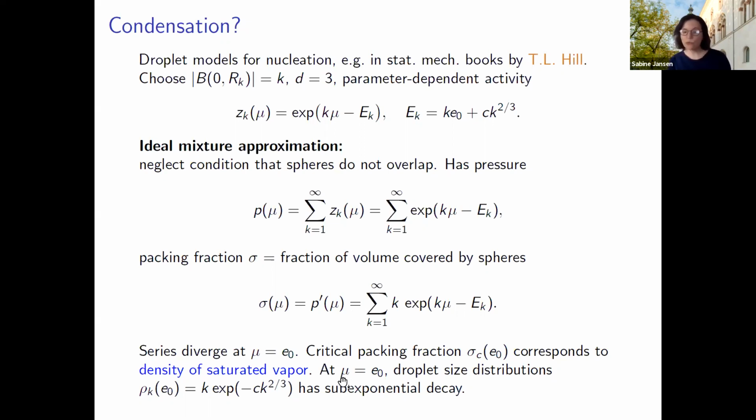And one thing I want you to notice is that at mu equals E0, when I look at this e to the k mu minus e_k, well, mu equal E0 simply means that the k E0 cancels out, and I will have something coming up here, which has an e to the minus constant times k to the 2/3. These individual summands over here are interpreted as the density of k spheres just about the point where things are going to condense. And in this toy model, what happens is that over here you have sub-exponential decay of the densities. So it goes like e to the minus a power of k, and the power is smaller than 1, instead of going like e to the minus constant times k.